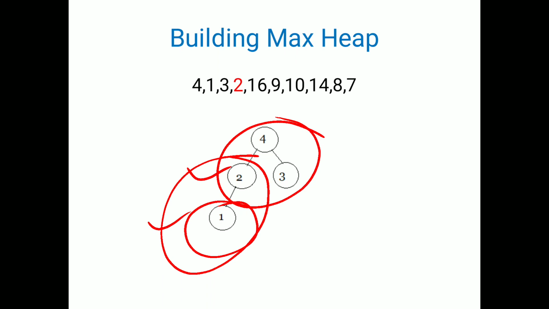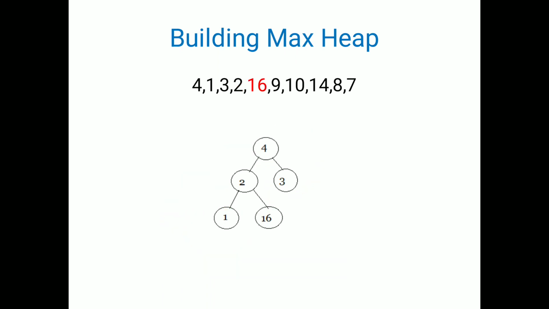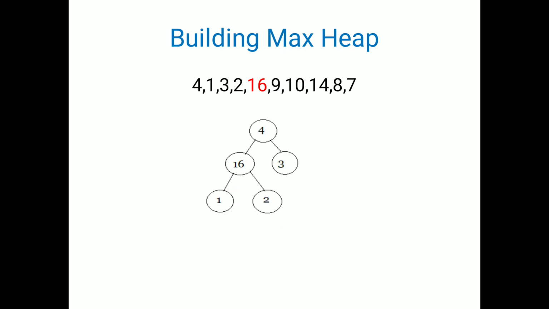So we move further to insert the next element. The next element is 16. 16 is to be inserted to the right of 2, and we check the max heap property for this subtree. This does not follow the max heap property, so we make it a max heap by interchanging the values. After interchanging, 16 is the parent of 1 and 2. Now this follows the max heap property.